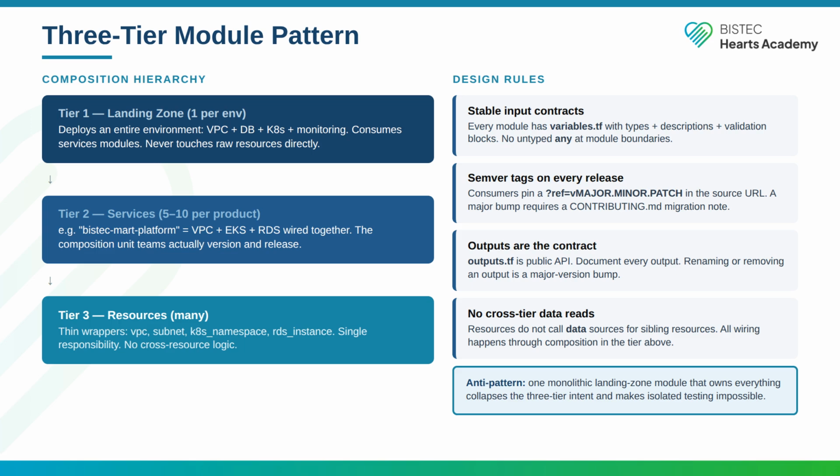Stable input contracts so consumers don't break when you refactor module internals. Semver tags on every release. Outputs as the only contract between tiers, and no cross-tier data reads, which means no Terraform remote state reaching across tier boundaries.